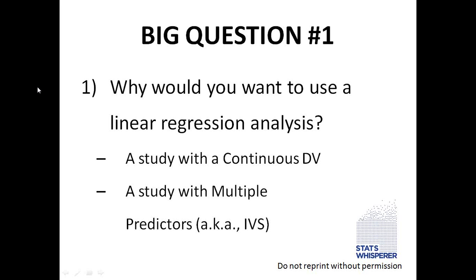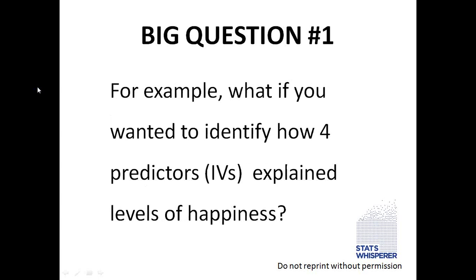Also, if you have multiple predictors, also known as independent variables, right, that would be accommodated by a linear regression analysis. So continuous dependent variable and multiple predictors of that continuous dependent variable. So, for example, what if you wanted to identify how 4 predictors or independent variables explain happiness, which is the example I just used, what a coincidence, right? So let's see what that would look like.